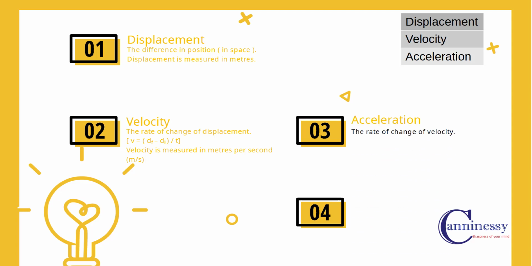Acceleration. It is the rate of change of velocity, with the formula of final velocity minus initial velocity divided by time. Acceleration is measured in meters per second squared. Force. Force is a push or a pull. Force is measured in newtons. So all of these are vectors.